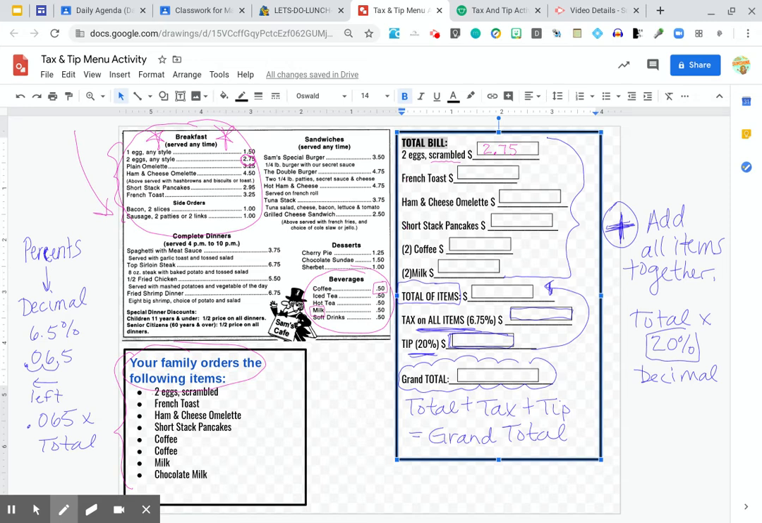Please refer back to previous demonstration videos and activities if you're having trouble changing the percents to decimals, or ask your friends or ask your teacher.